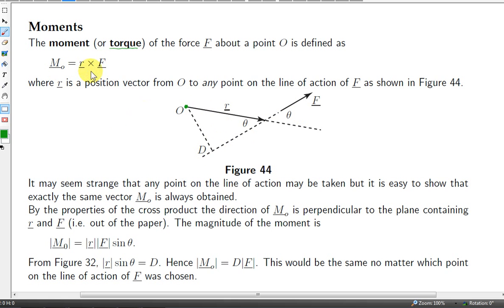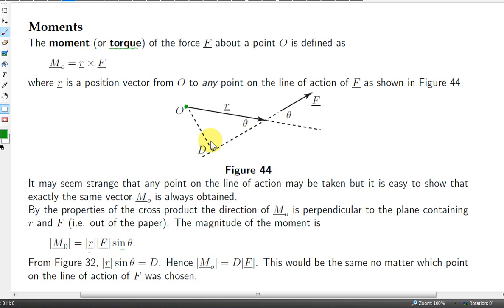To see why that's true, we use the definition of R cross F. Well, that's the magnitude of R times the magnitude of F times the sine of the angle between the two vectors. So if we move R so that its tail is here, then this is the angle between the two vectors. Put the tails together to get the angle between the two vectors. Now let's consider the magnitude of R multiplied by the sine of theta.